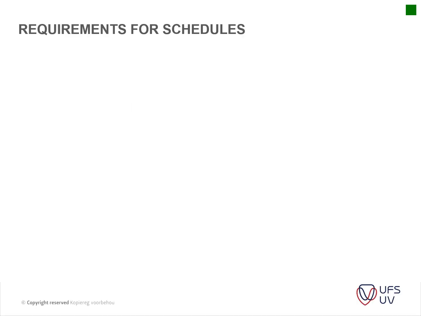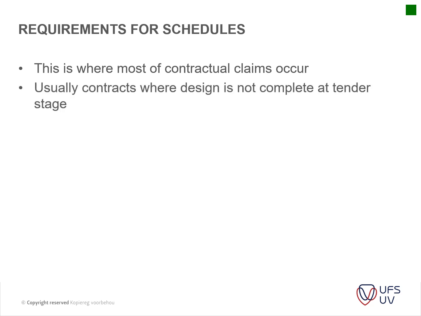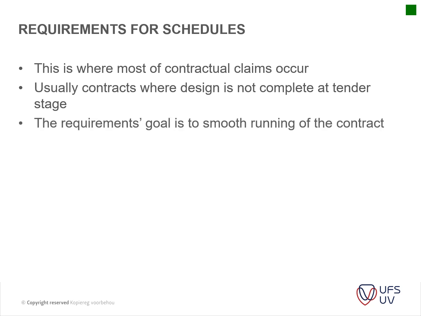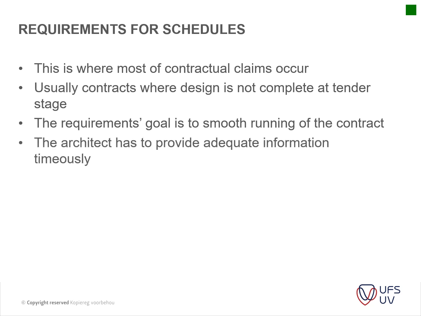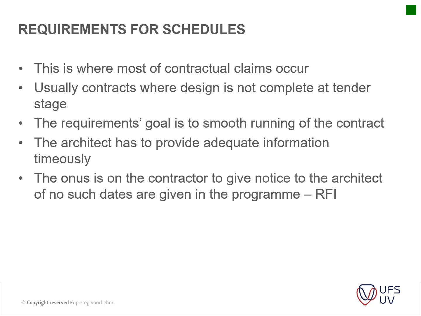Okay, then your requirements for your schedules. There's a couple of basic items that you need to have in that. This is where most contract claims occur. It's usually contracts where design is not complete at tender stage, and then the requirement is for smooth running of the contract, and the architect has to provide adequate information timeously. Then the onus is on the contractor to give notice to the architect, and if no such dates are given. Okay, so that's the RFIs which I spoke about in the lecture.